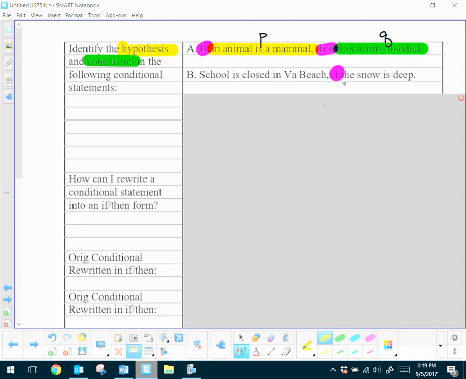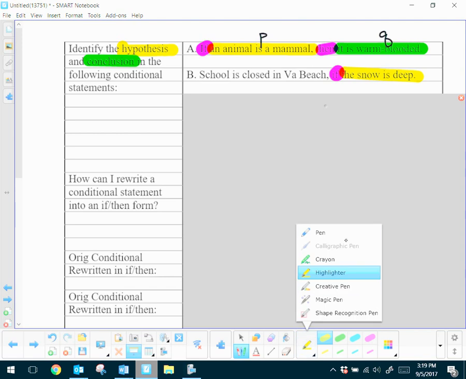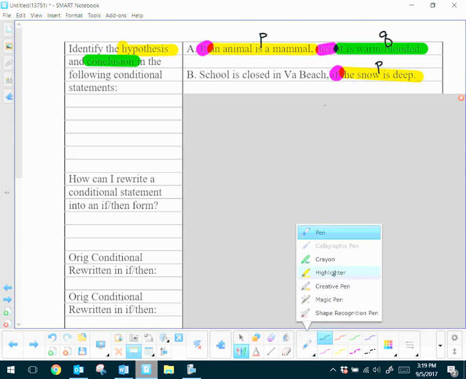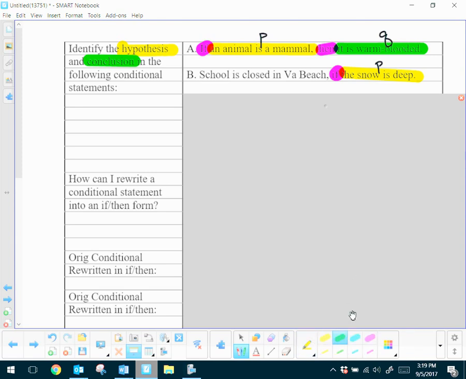So let's start with after the if, we know we're going to have the hypothesis. So I'm going to highlight the snow is deep with a yellow highlighter. Go ahead and do that. And then take a minute and put a P above that because we want to make sure we got our symbols straight. Okay, then I'm going to take my other highlighter, and all I'm going to do is highlight this whole other section. School is closed in Virginia Beach. That is the other thought that is at hand, okay?